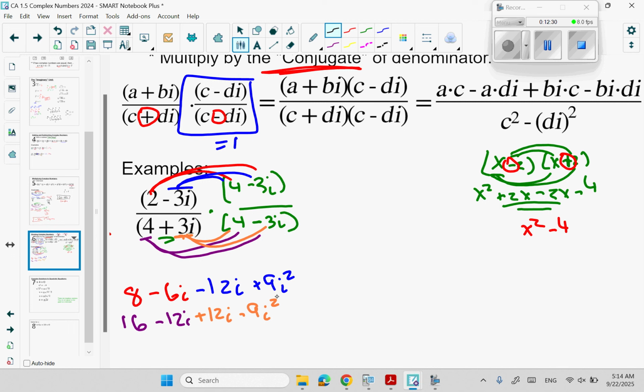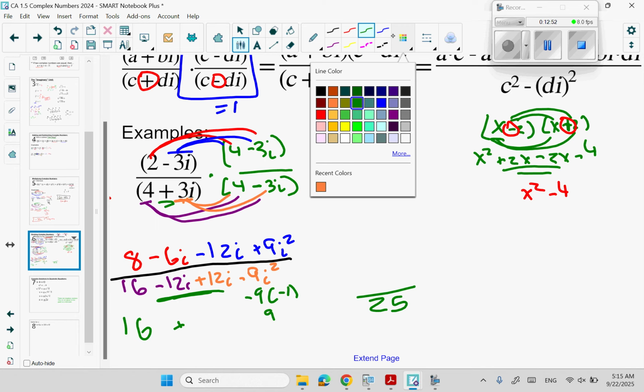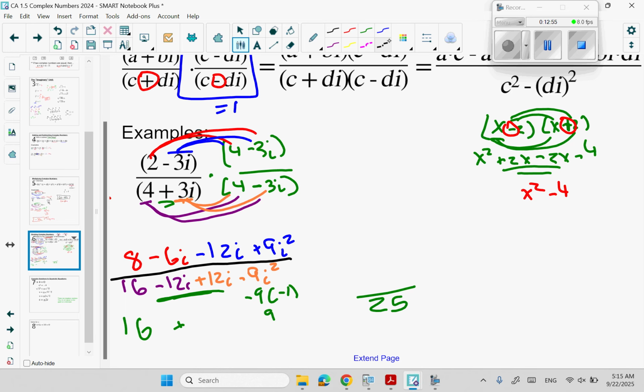And again, as we talked about, my two middles in the denominator are going to cancel out, which is awesome because now I just get 16 and this negative 9 times negative 1, so positive 9, so I end up with 25 as my denominator. Up top, we get 9 times negative 1 for negative 9. We get 8 minus 9, so negative 1. And then we get negative 6i minus 12i, so negative 18i.